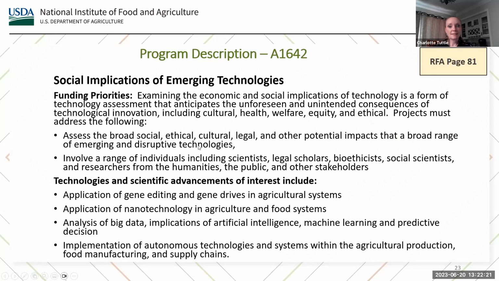The next program is A1642, Social Implications of Emerging Technologies. The purpose of this program is to examine the economic and social implications of technology, because often with new technology, we anticipate unforeseen or unintended consequences. And we want to know what are the implications from a cultural, health, welfare, equity, and ethical standpoint. So this is not a strict economics program. This is meant to be interdisciplinary. Some topics include application of gene editing and gene drives, application of nanotechnology in agriculture, analysis of big data, or implementation of autonomous technologies and systems within agricultural production, food manufacturing, or supply chains. Next slide.